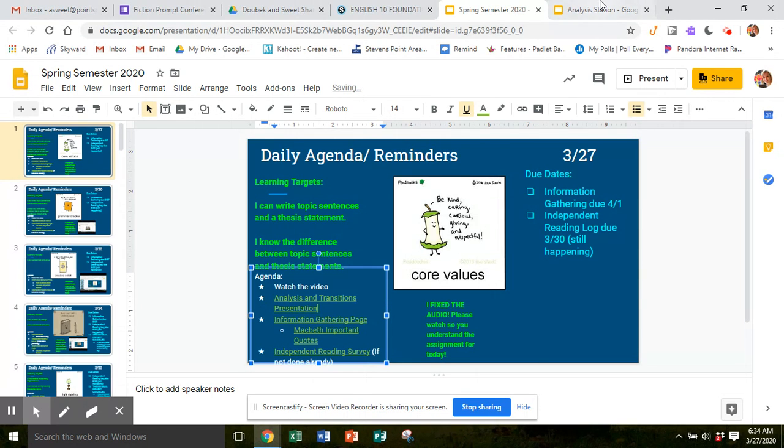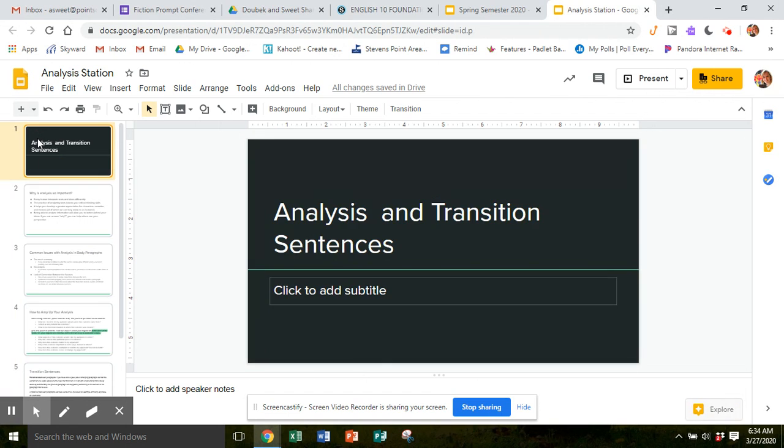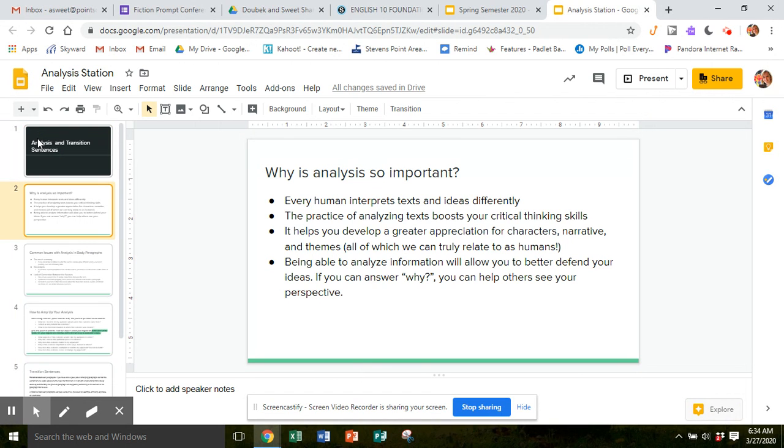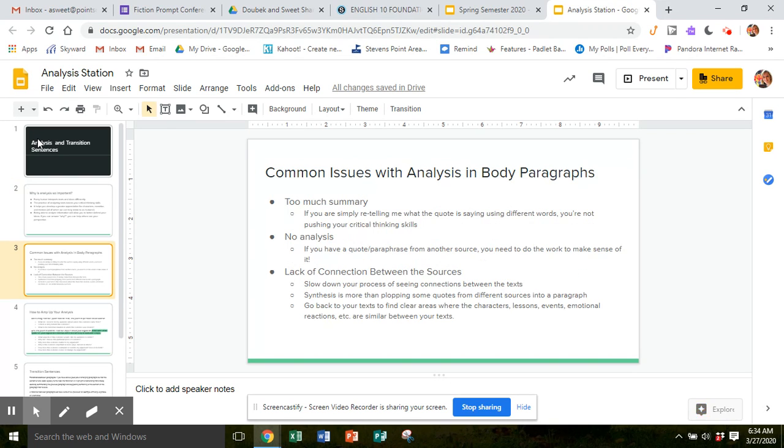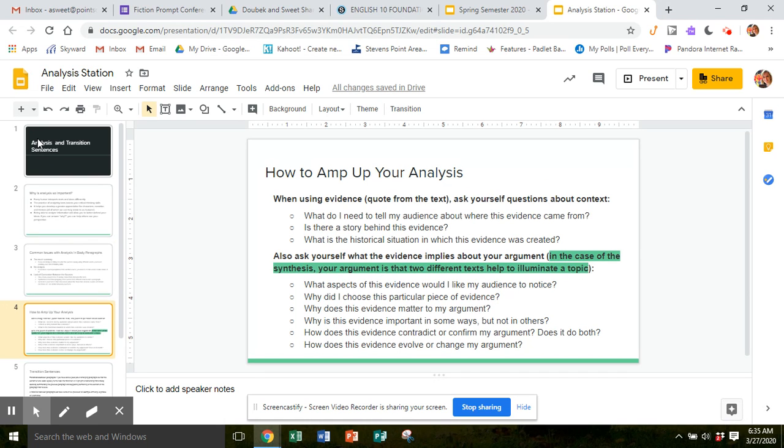So if you go into this area, the first thing goes through analysis, and it once again reviews what analysis is and kind of talks about how to do it. Then we talked about common issues that we see in body paragraphs. So having too much summary, having too much analysis, having a lack of connection between your two pieces. And then down below, it gives you ideas on how to amp up your evidence or your analysis.